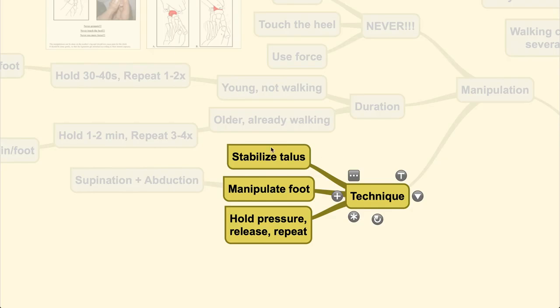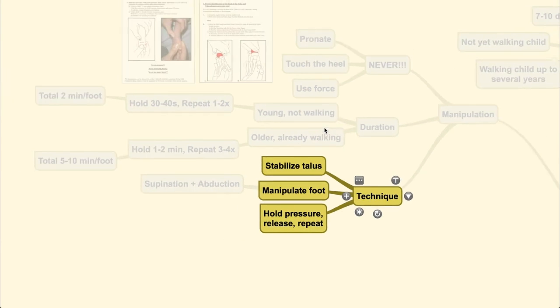Remember, once again, you need to use the talus as the axis and manipulate the foot by doing an abduction motion, and you need to hold the pressure and release, then repeat the whole thing 1 to 2 times for non-walking, 3 to 4 times for patients who are already walking.